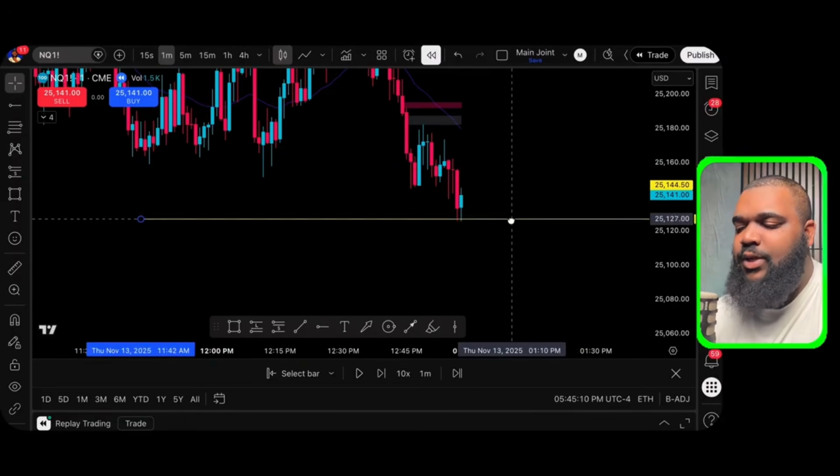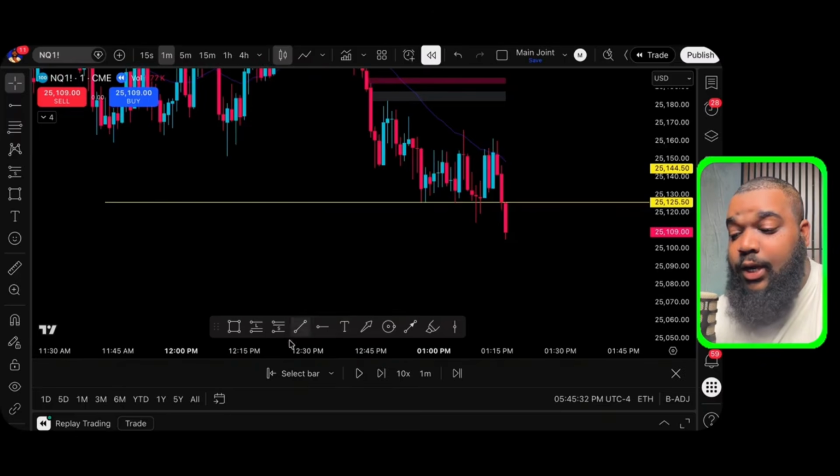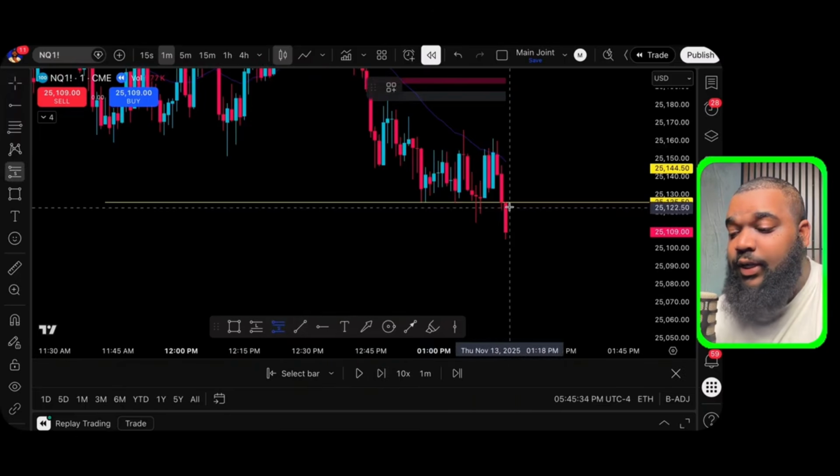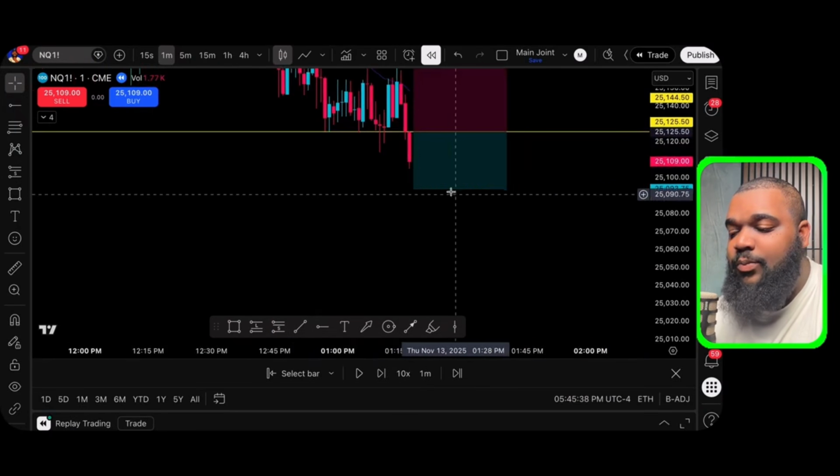So what I typically do in scenarios like this is I'll wait for price to push all the way down. All right, y'all, here we go. So we're going to do our sell right here. Finally broke through. Took forever to break through. We're going to cover a swing point.